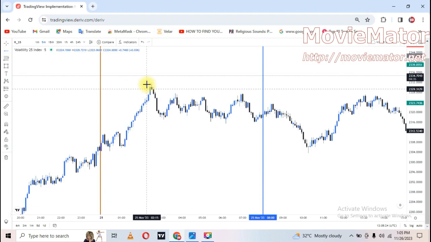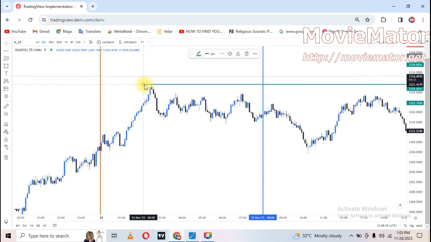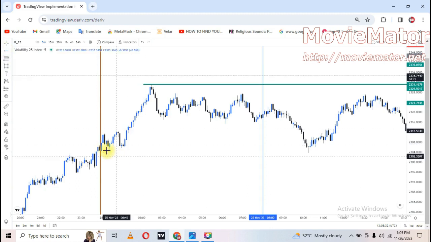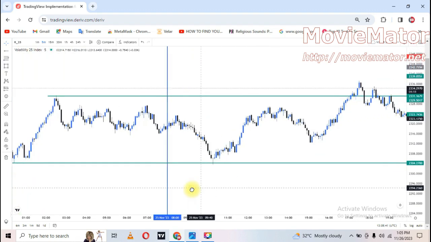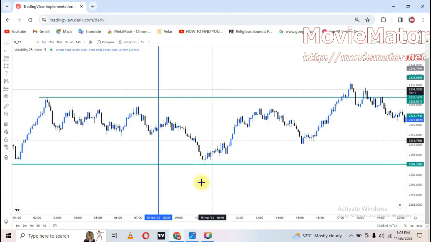So this is the high, right? This is the high, and also I think this is the low, right? This is the low. So all we will be doing is waiting for price to either sweep liquidity or break either the high or the low. And look at what happened here.